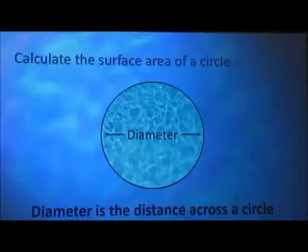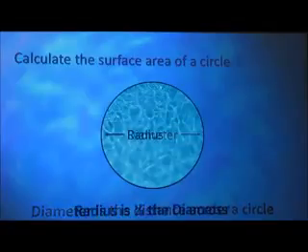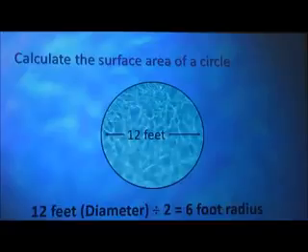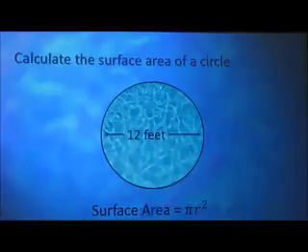To calculate how much water would go into a circular pool or spa, the first thing we need to do again is calculate the surface area. Diameter is the distance across a circle. Radius is 1/2 of the diameter. In this example, our diameter is 12 feet. So to calculate our radius, we would take the 12 feet, divide it by 2, and that would give us a 6 foot radius for this pool.